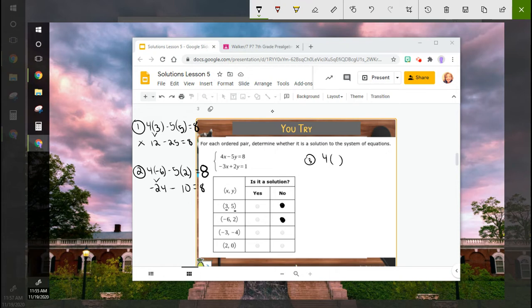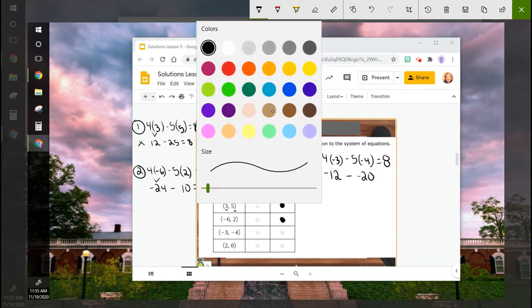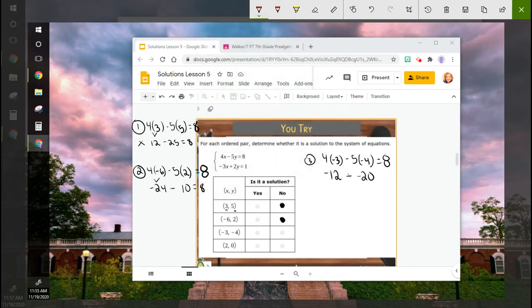Okay, let's try question 3. 4 times a number minus 5 times a number equals 8. Putting in my negative 3 and my negative 4. 4 times negative 3 is negative 12. 5 times negative 4 is negative 20, and I have a subtraction sign in between. So I need to make sure that I'm paying attention to my signs. Plus and plus equals 8, and it does equal 8.